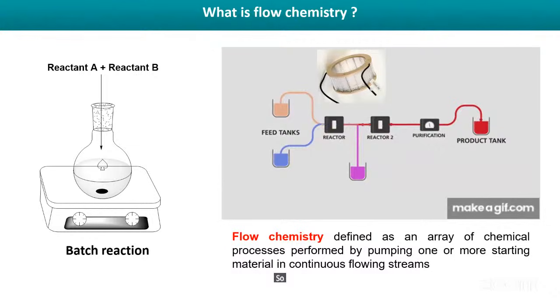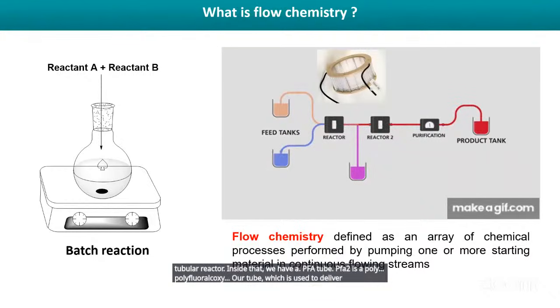So with this, I have shown this image. You can see this is a simple tubular reactor. Inside that, we have a PFA tube. PFA is a polyfluoroalkoxy tube, which is used to deliver the reactants, and they react in a temperature controlled manner. So now you can see, if we use such small tubing, it gives us the opportunity to irradiate light very nicely onto these small tubes.